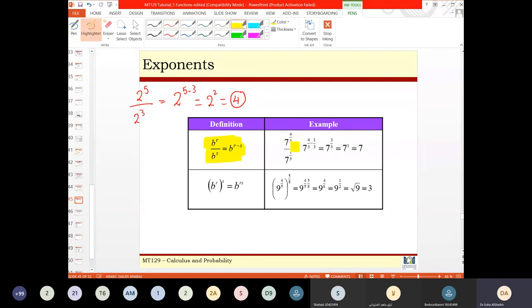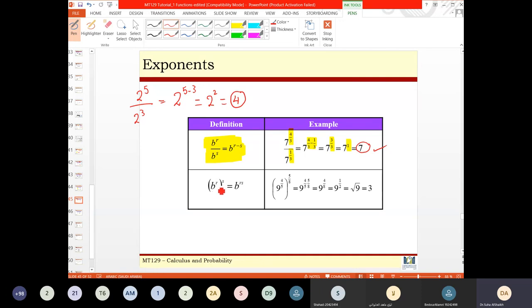So here we have this example. I have 7 to the power 4/3 and I have 7 to the power 1/3. The base is the same, the power is different. So the base stays as it is, and we subtract the two powers. We subtract 4/3 minus 1/3, which is 3/3. This is 7 to the power 1, which is actually equal to 7. Got it? We call it the exponent division rule.